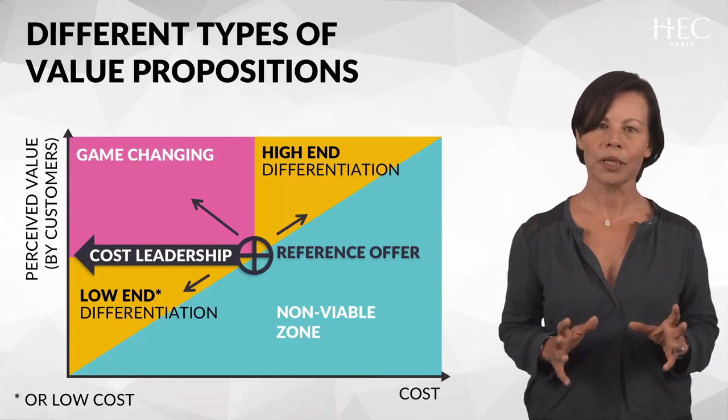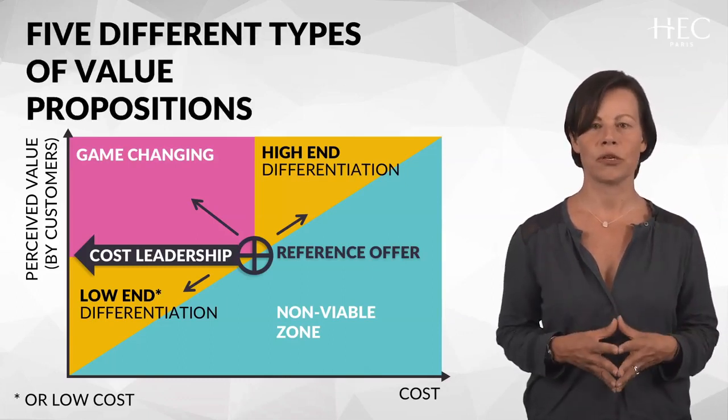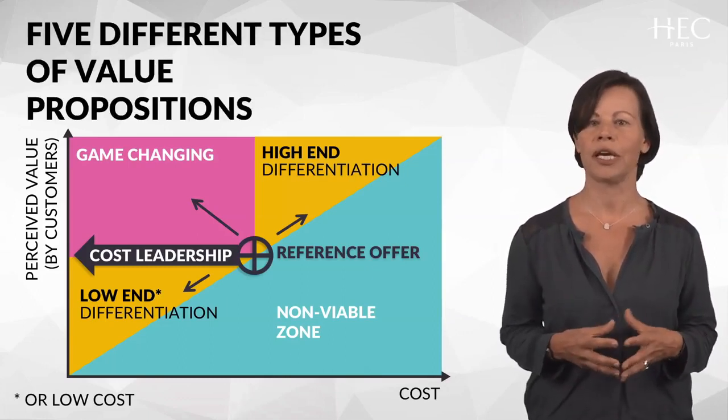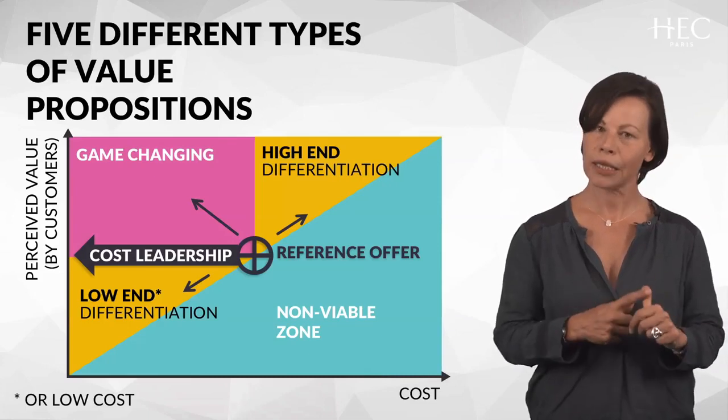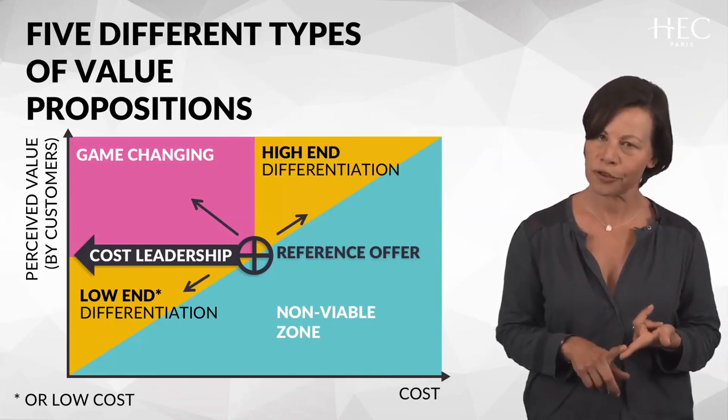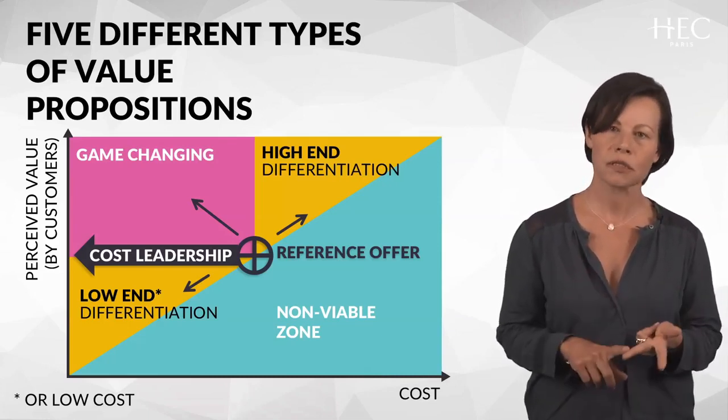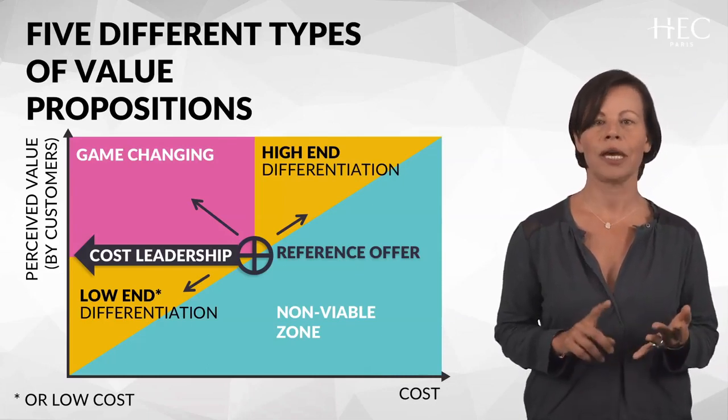So as a summary, we have 5 types of value propositions in terms of what is offered and at what price: high-end differentiation, low-end differentiation or low cost, cost leadership, game-changing, and reference offer.